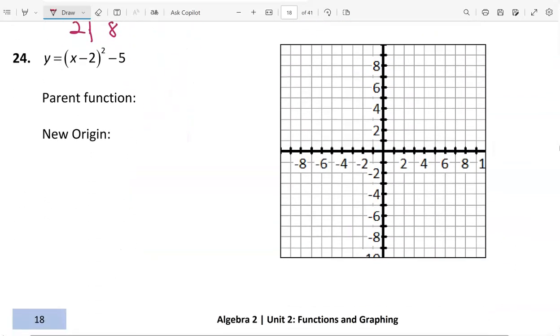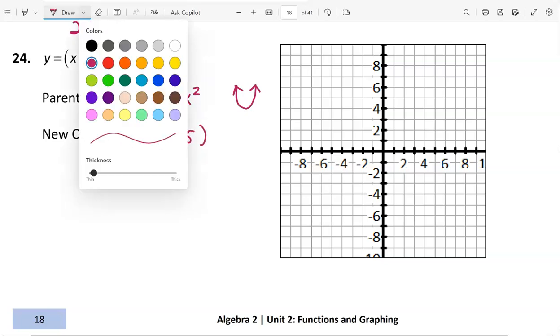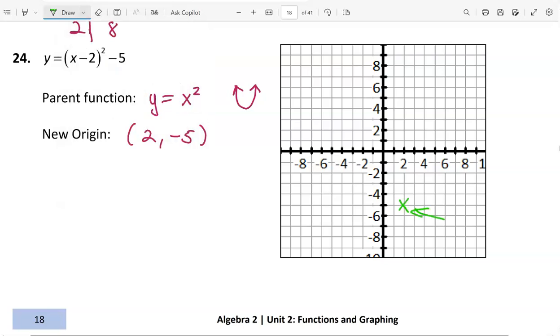For number 24, we have a quadratic function again. Our parent function is y equals x squared. Remember, that's going to look like that parabola shape. And our new origin is at the point 2, -5. So there's our new origin.